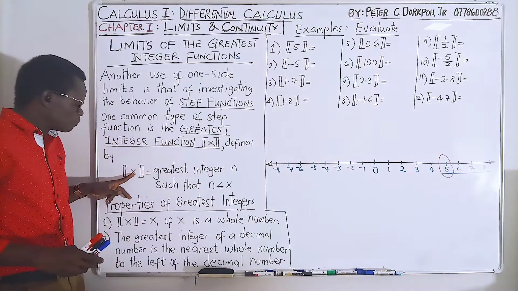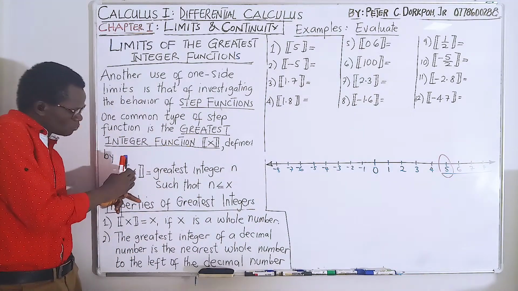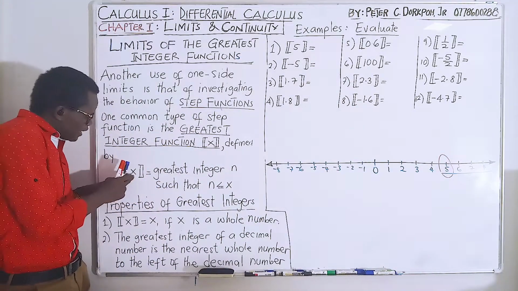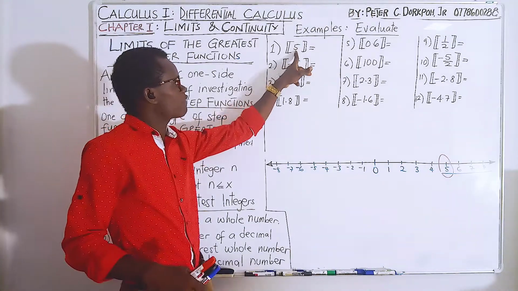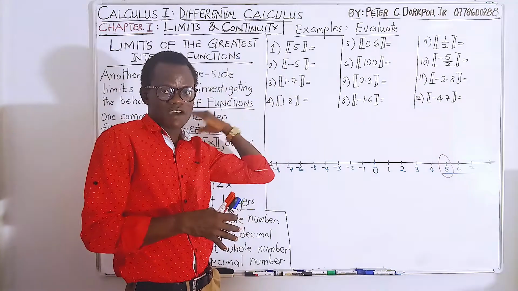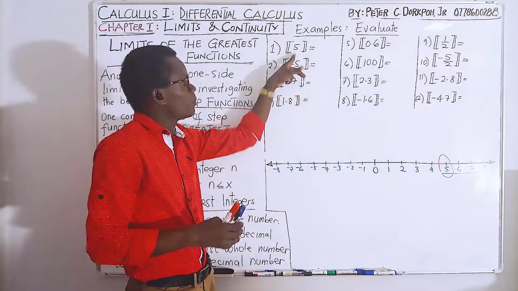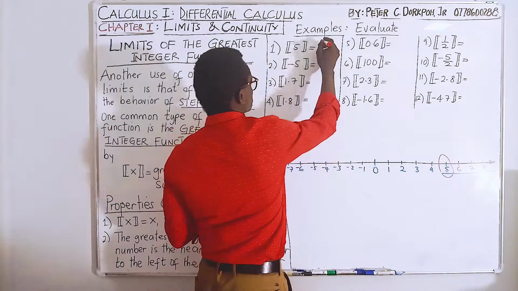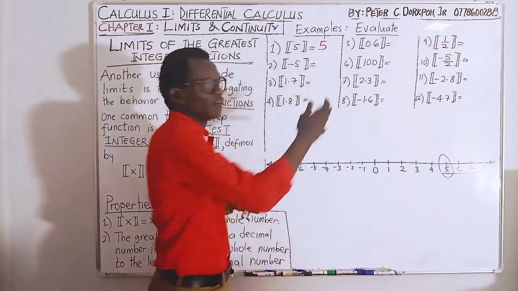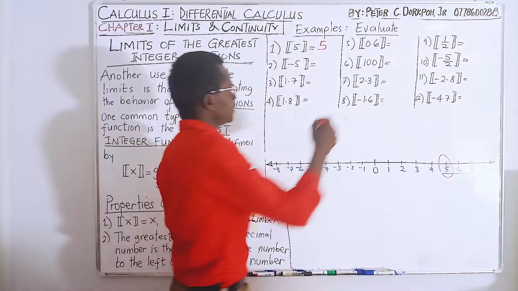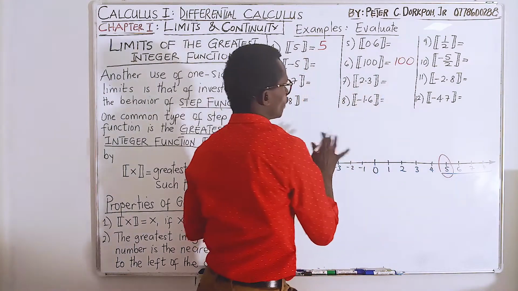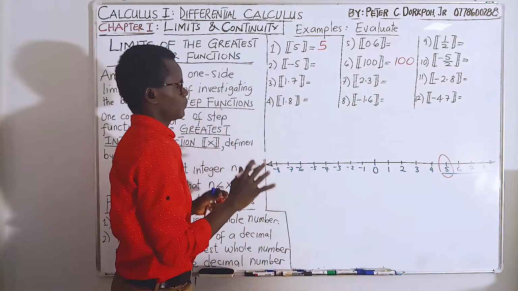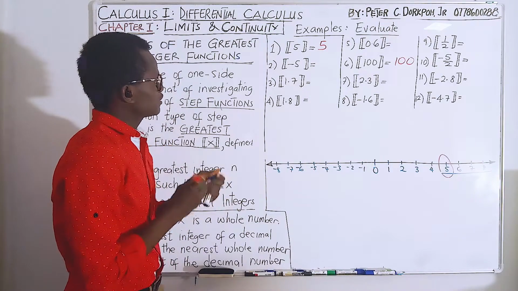So n can either be equal to x or less than x. Meaning the value you can get can either be equal to x or less than x. This 5 can either be 5 or less than 5. Since it is a whole number, it's just equal to 5. All of the whole numbers will be the same. Now let's move to the next one.